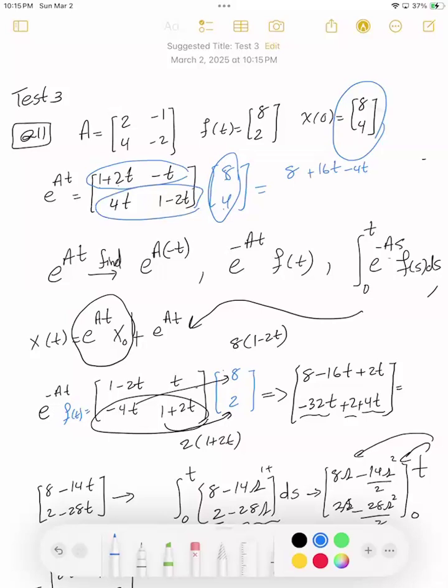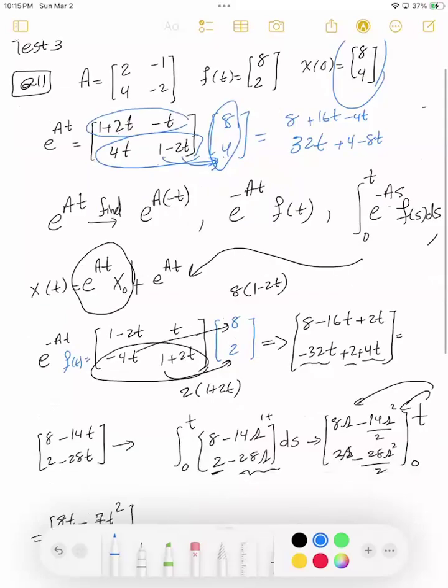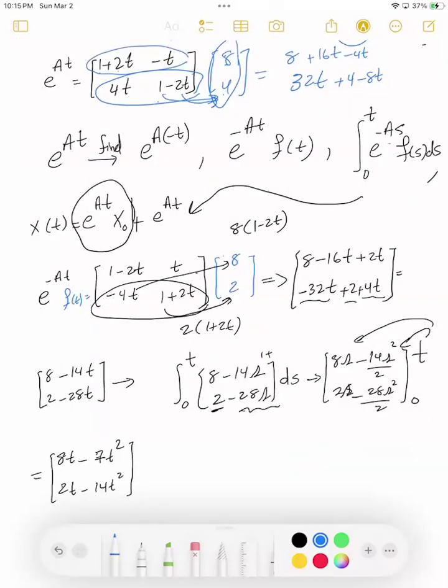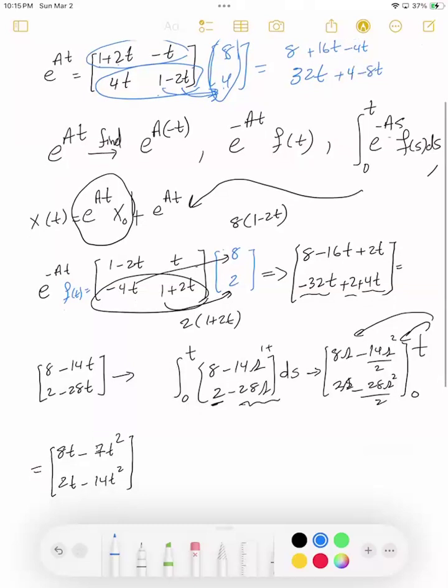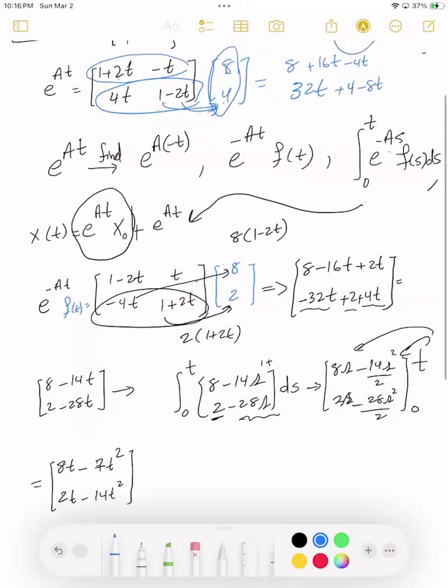4 times 8 is 32t. And 1 times 4 is 4. Negative 2 times 4 is negative 8t. So let's see what we have here. I'm just going to add them. I'm just going to keep track of here: 12t plus 8. And this is going to be 32 take away 8 is 24t plus 4.